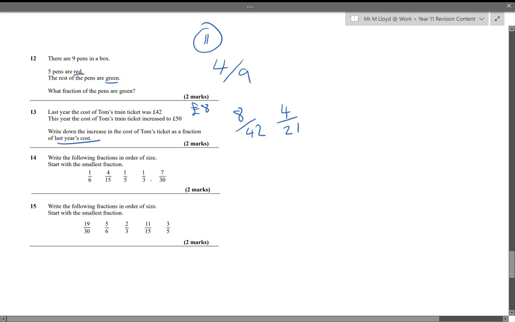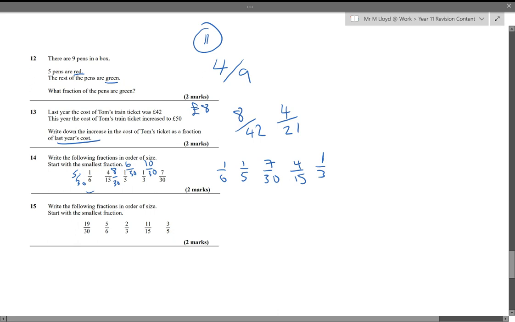These all luckily can go to something over 30. So we've got 10 over 30, 6 over 30, 8 over 30, and then I think that's 5 over 30. Very good. All right, so the smallest one will be this one. So that's 1 over 6. The next one, 1 over 5, 7 over 30, 4 over 15, and then that last one is a third. And that is all of them in order, and it started with the smallest.